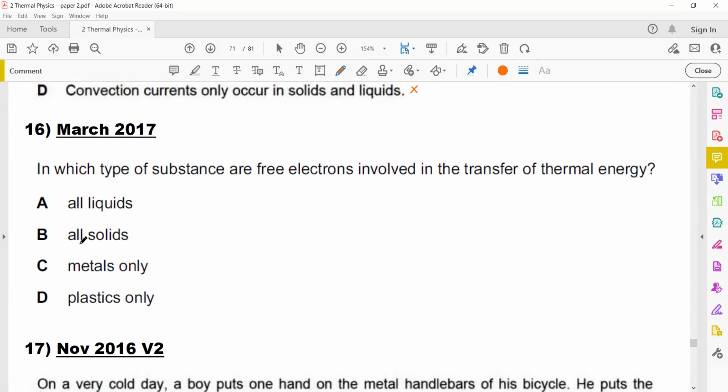Question number 16. In which type of substance are free electrons involved in the transfer of thermal energy? Liquids, solids, metals only, plastics only. This is metals only, because solids include metals and non-metals. So in non-metals, there are no free electrons to transfer thermal energy. They exist only in metals.